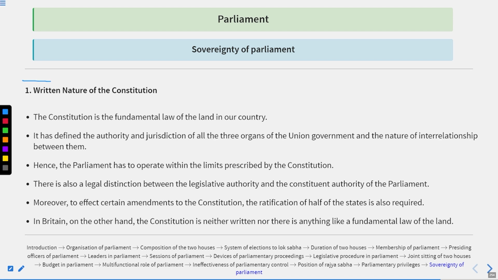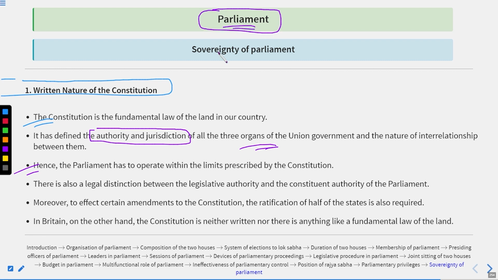So if we talk about the sovereignty of Parliament in India, first is the written nature of the constitution. The constitution is the fundamental law of the land in our country, we know. It defines the authority and jurisdiction of the three organs of the union government and the nature of interrelationship between them. Three organs: legislature, executive and judiciary. Hence, the Parliament has to operate within the limits prescribed by the constitution. Why? Because it clearly defines the authority and the jurisdiction of all the organs. Not like Britain, where things are not defined and depend upon the discretion of the Parliament.